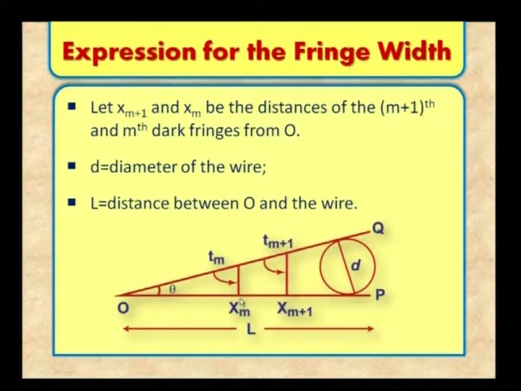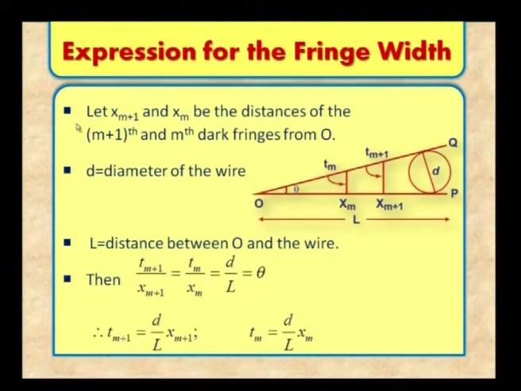You have the mth dark band here, the m plus 1th dark band here, and d the diameter of the wire. All these things are known now, so you can write down xm plus 1 and xm, the distances, right? D is the diameter of the wire, and capital L is the distance that separates the point O and the wire. Then the tangent of theta is Tm by xm, right? Tan theta will be Tm by xm, and that is also equal to d by L. That will be equal to theta.